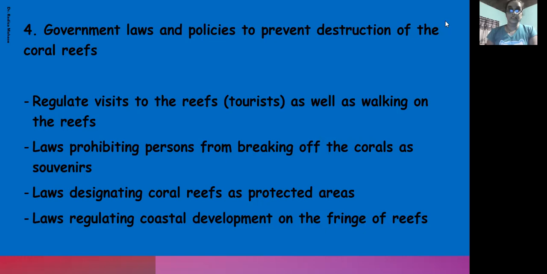Our next one, which leads directly to the point I was just talking about, is that the government must have laws and policies to prevent the destruction of coral reefs. How do we do this? Government can regulate visits to the reefs. So, and I'm talking tourism here. They can ban walking on the reefs.